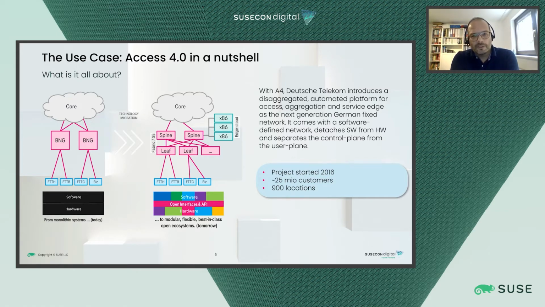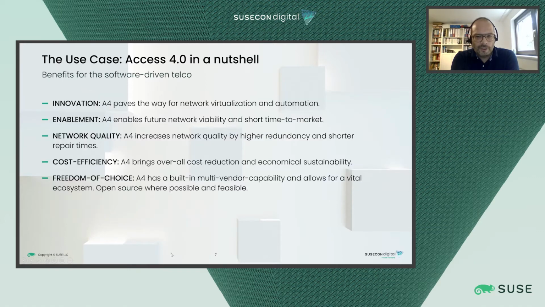The project to do that started around 2016. And if it's rolled out finally, it will affect 25 million customers. That covers customers from Deutsche Telekom, but also from other telco companies. As you know, each telco provider also sells lines to other ones. And it will be rolled out to 900 locations over Germany.